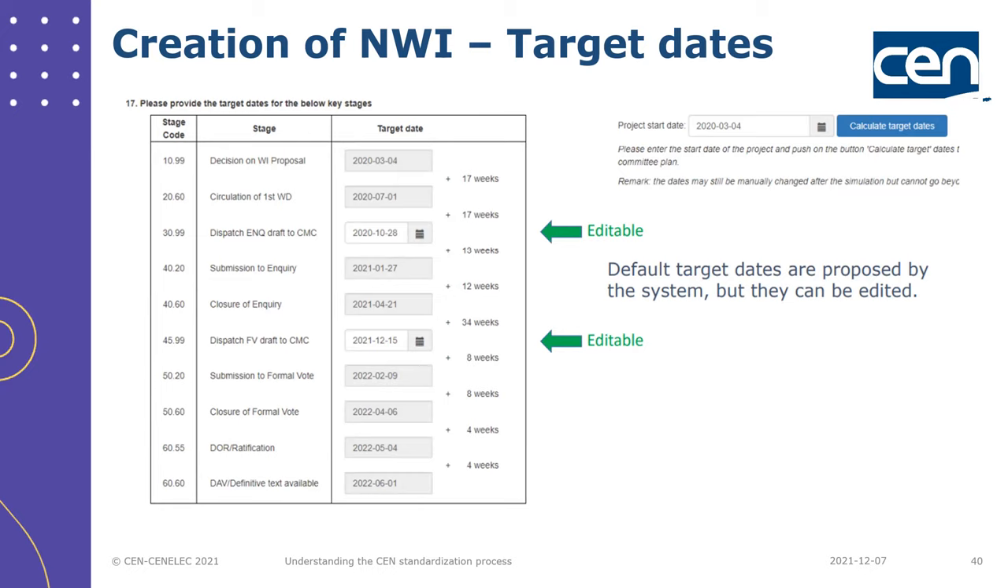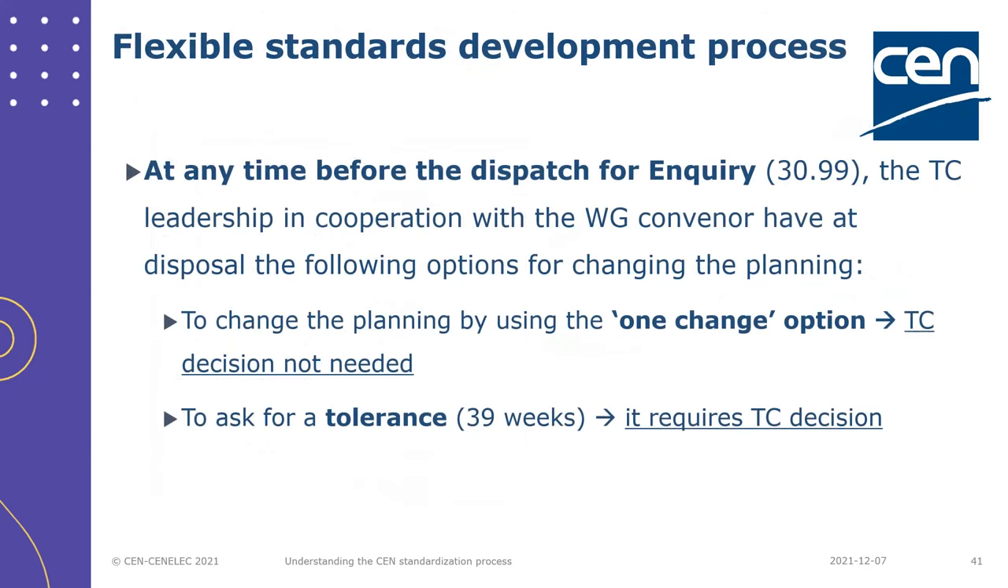In this particular example, 34 weeks were used for stage A, which is the drafting, and 34 weeks for stage E, handling of the comments of the formal vote. At any time before the dispatch for inquiry, if the working group sees that they need more time, for example, to submit the document to inquiry, the TC leadership, together with the working group convener, have some options at their choice for changing the planning.